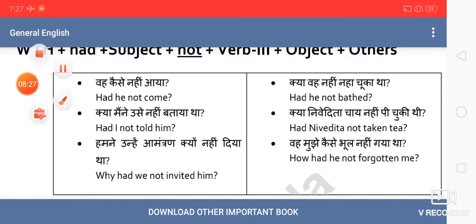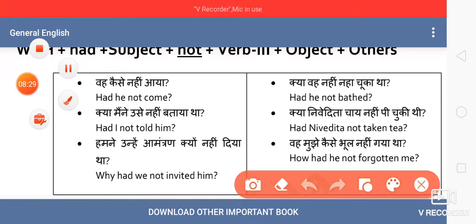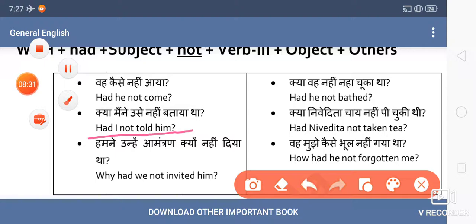Let's try this formula with sentences. Had I not told him? So had, then I, this is the subject. There is no WH word, you may be noticing the WH word is not here because this is a yes no type negative sentence. So had I, after the subject this is not. Had I not told him?